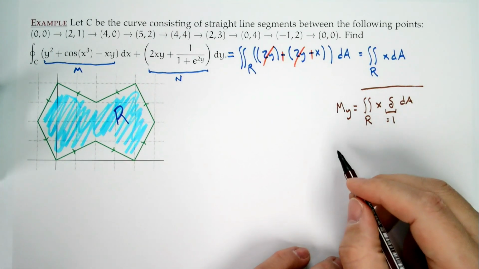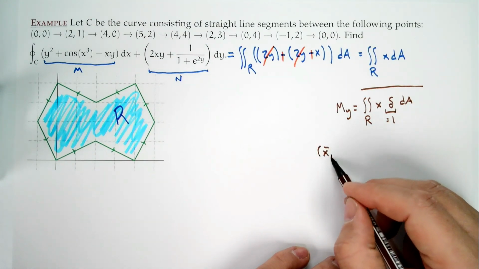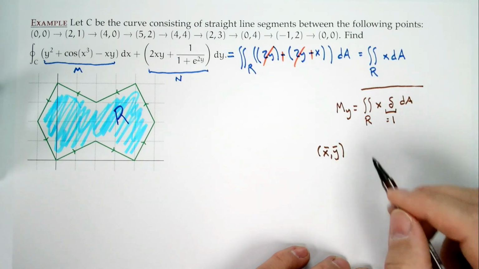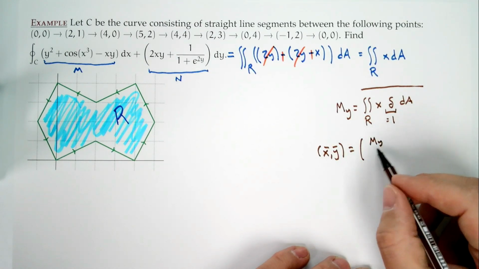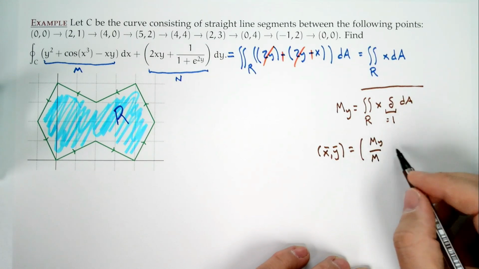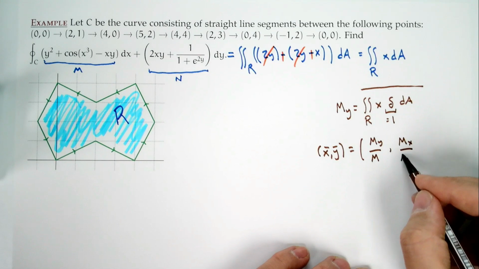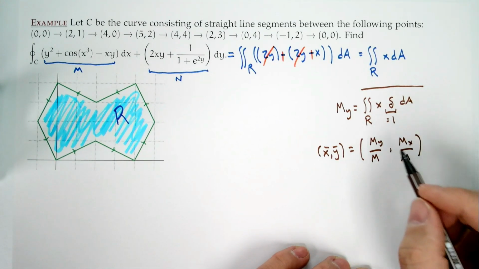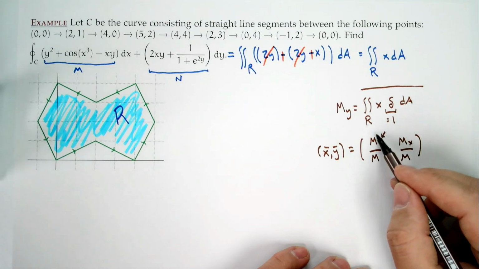What do we do with the moment? Well, one thing we can do with the moment is we can say that the center of mass, x bar, y bar, well, what is that? That's the moment with respect to the y-axis divided by the mass, and the moment with respect to the x-axis divided by the mass. Now, in essence, we're looking for just that piece.